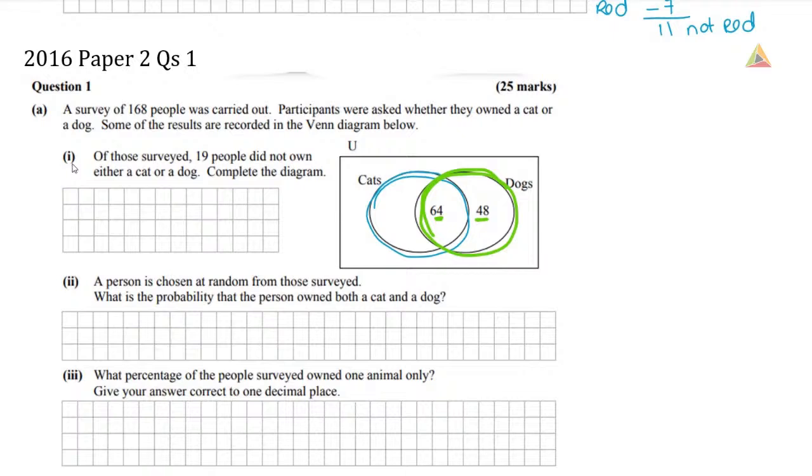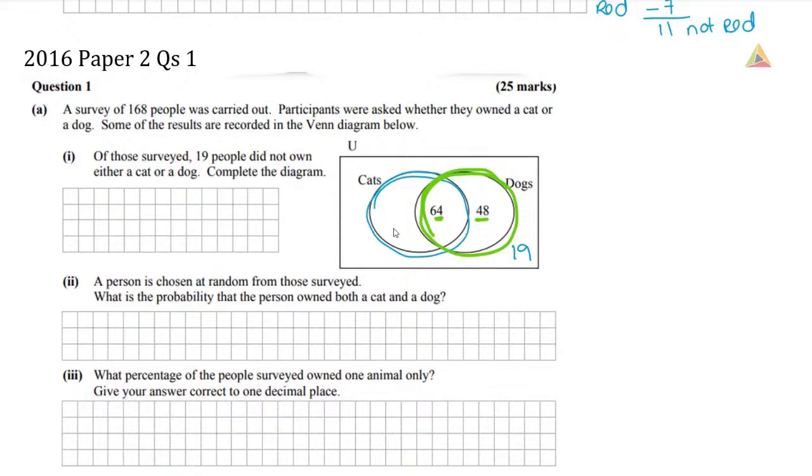But in the first part of this question, it says of those surveyed, 19 people did not own either a cat or a dog. So when they don't own either, they don't go in either of the circles, but they go in our rectangle of U, our universal set, which is all 168 people. So they go outside the circles, and that's going to be the number 19.